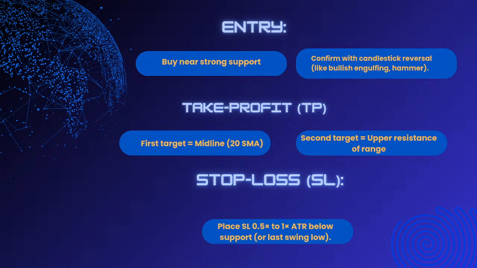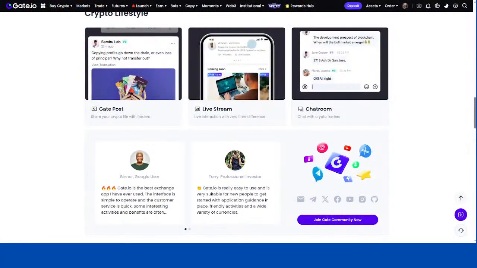For the take profit part, you need to first set your target. We normally say the midline, that is the 20 SMA. Then the second target is the upper resistance range. So basically this is what we mean when we mention the range. This strategy works best with Bollinger Bands.